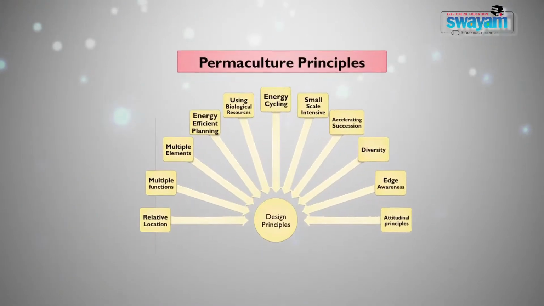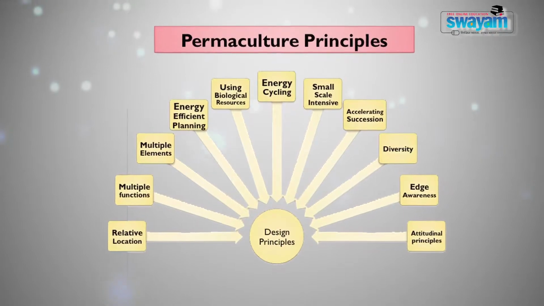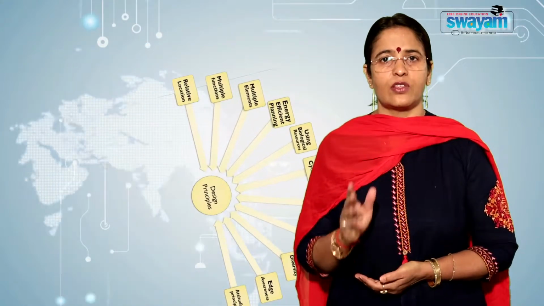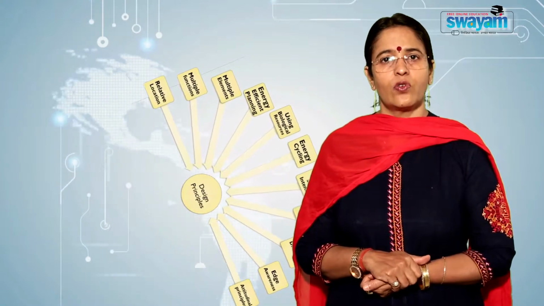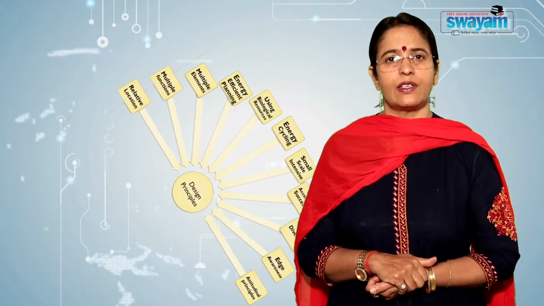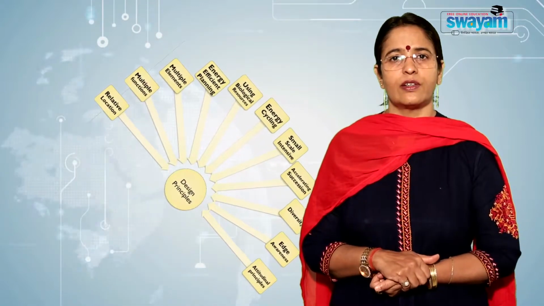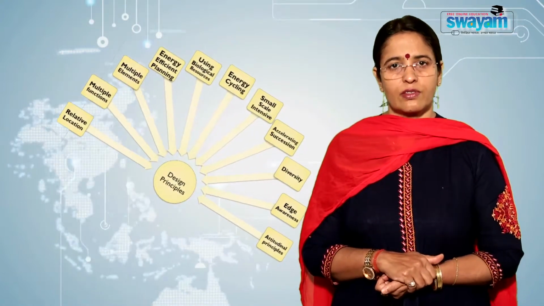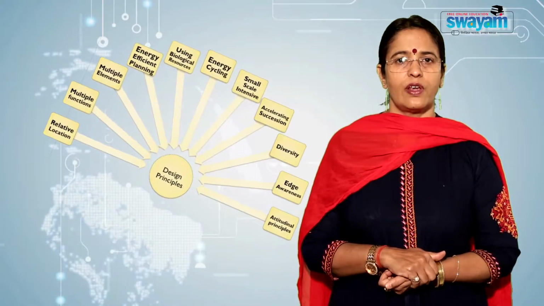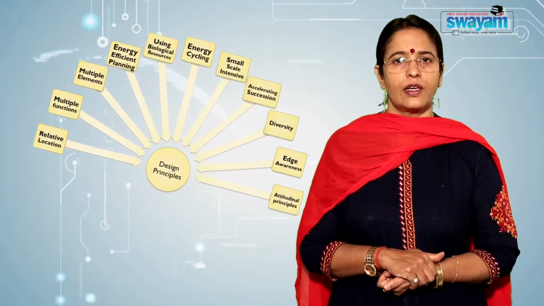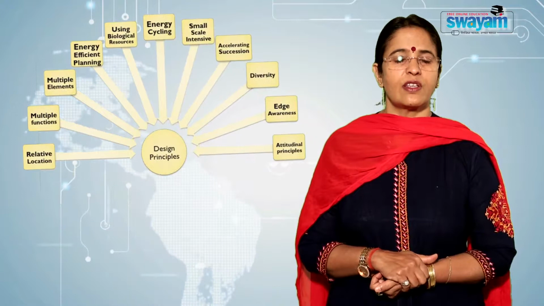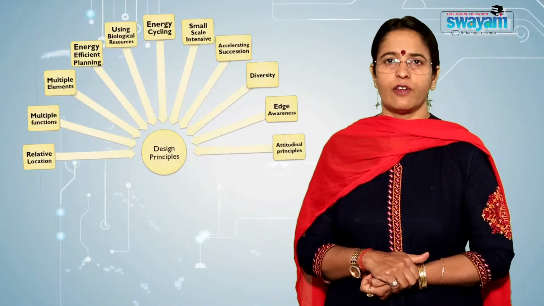Now, permaculture has some principles. This kind of methodology or culture has certain principles. It is mainly based upon the idea that actions are powerful forces to help repair the environmental mistakes of previous centuries. The principles are: relative locations, multiple functions, multiple elements, energy efficient planning using biological resources, energy recycling, small scale intensive systems, accelerating succession, diversity, edge awareness, attitudinal principles, creative use and response to change. So, these are the 12 principles of permaculture. We must emphasize these principles to create organic farming.